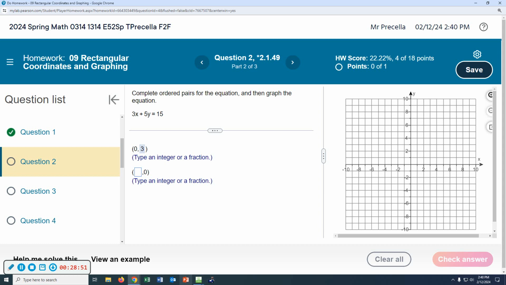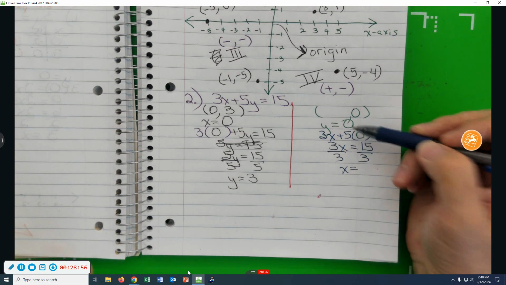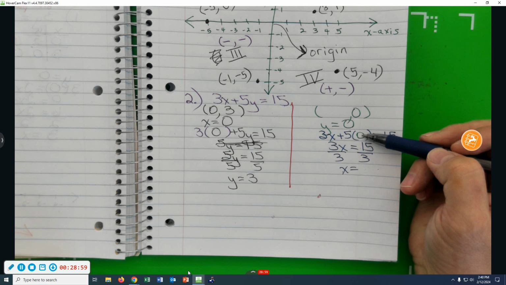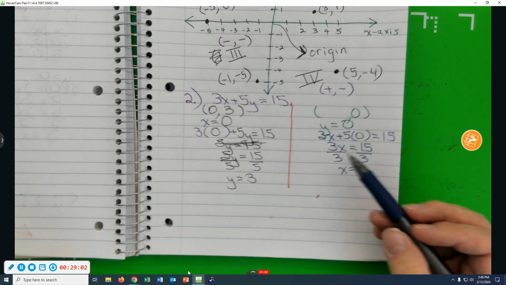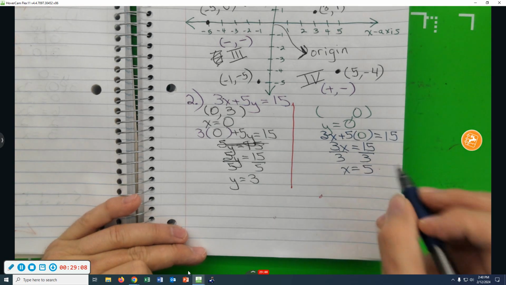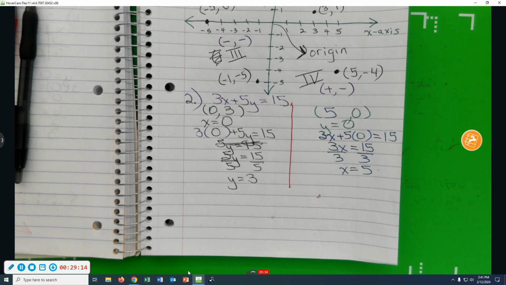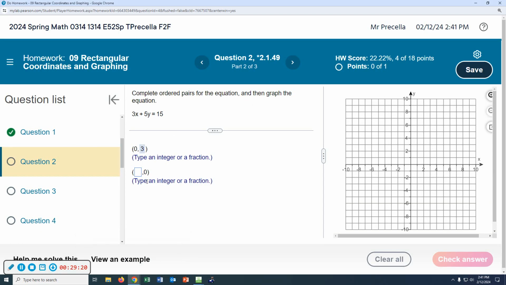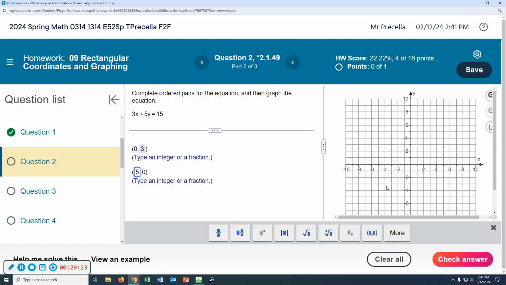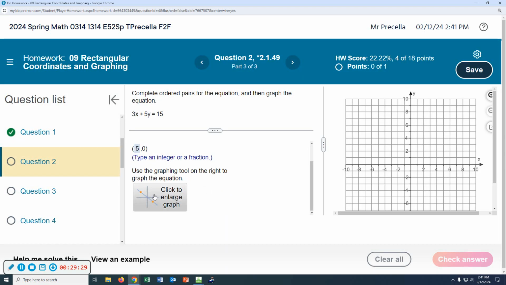Oh, what? Y'all didn't even call out to me. This is terrible. There. Let y be 0. Okay. We plugged in the 0 for y. That gave us just 3x equals 15. Divide by 3 to give us x equals 5. Any questions there? So we have 2 ordered pairs. Okay, 5, 0. Okay, and I'm going to click to enlarge the graph, okay?